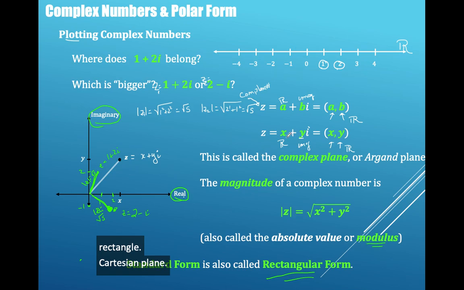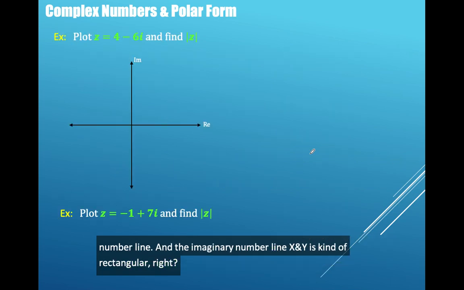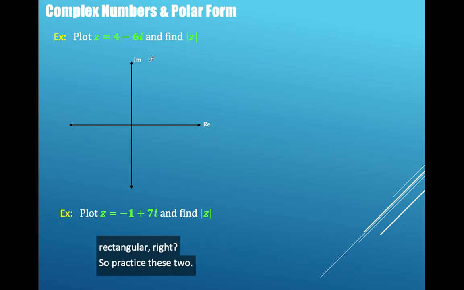So a plus bi, where you think of x and y, the real number line and the imaginary number line. X and y is kind of rectangular, right? So practice these two. Plot 4 minus 6i and find the modulus. Plot -1 plus 7i and find the modulus.